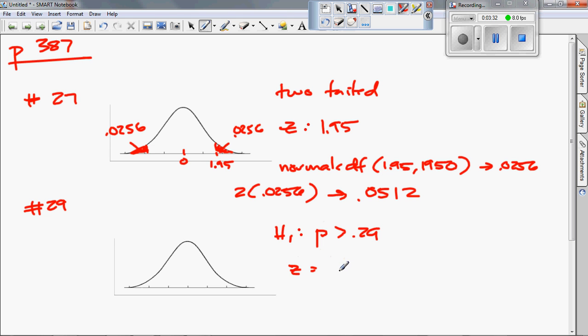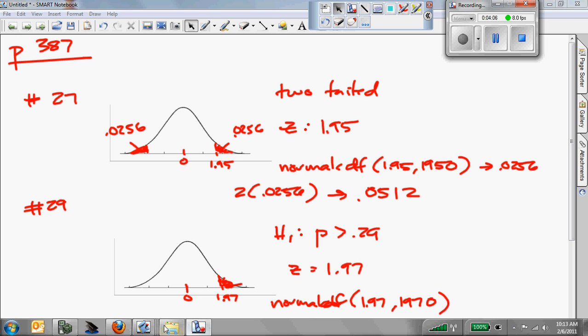is 1.97. So again, zero is right there in the middle. Our critical region is in the right tail. 1.97 is over here. So we want to find this area right there. So we're going to again use normal CDF to find that corresponding area. The left boundary is 1.97. For the right boundary we're going to use 1970.